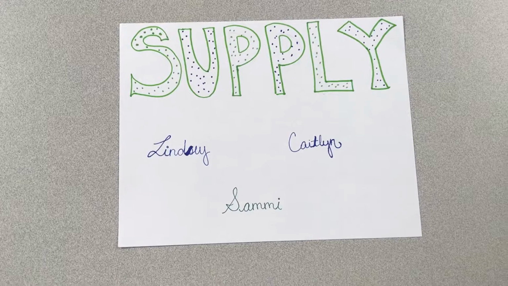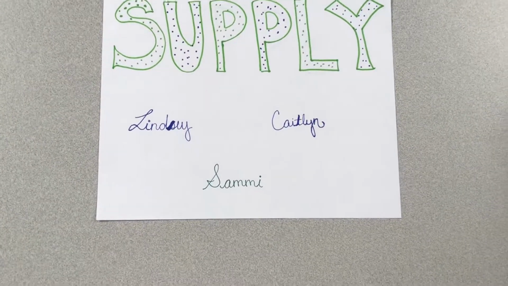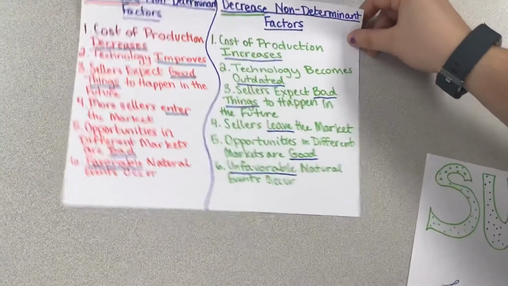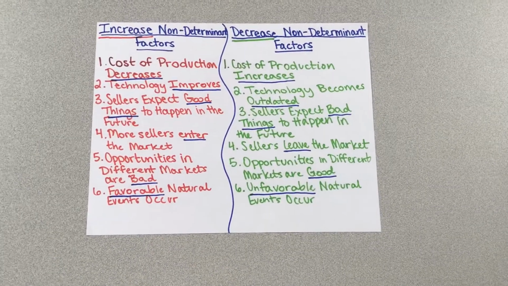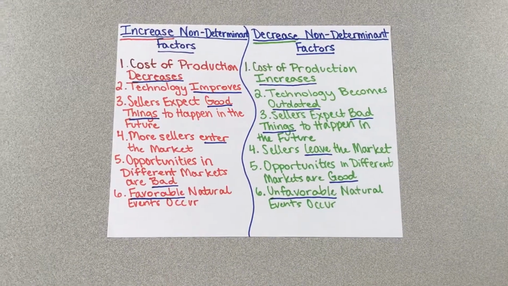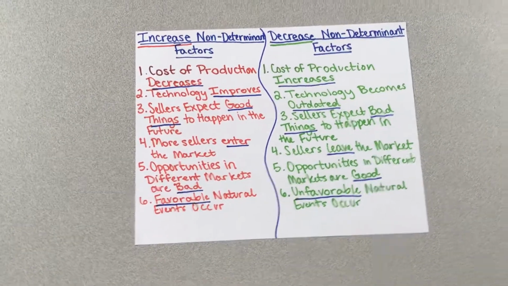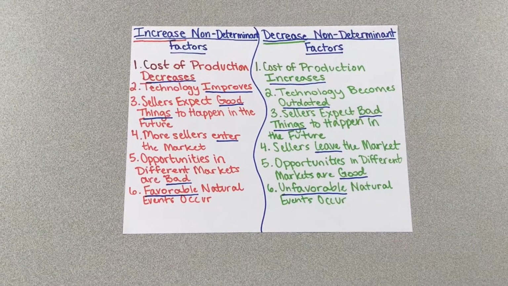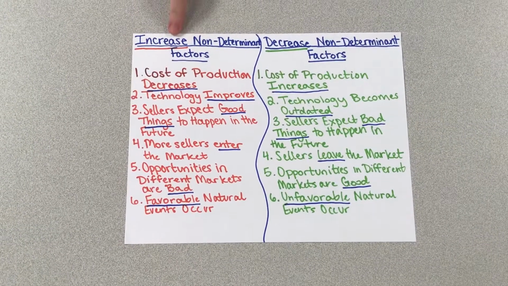The curve does move to the left or right when there is a non-price determinant influencing the supply in the market. In total, there are 12 non-price determinants that influence the supply in a market. There are 6 that cause the curve to move to the left, which is a decrease in supply, and 6 that cause the curve to move to the right, which is an increase in supply.